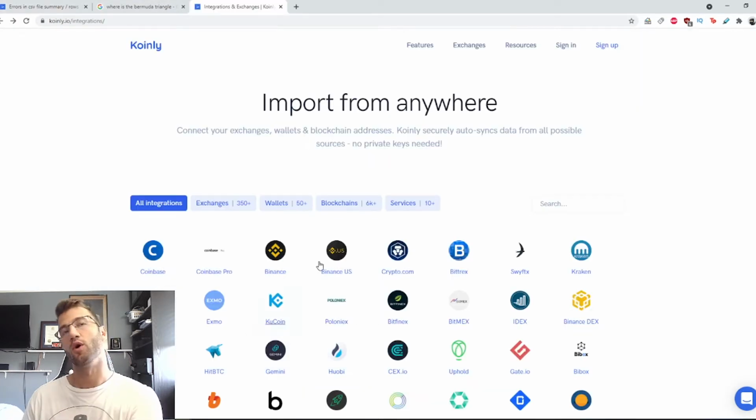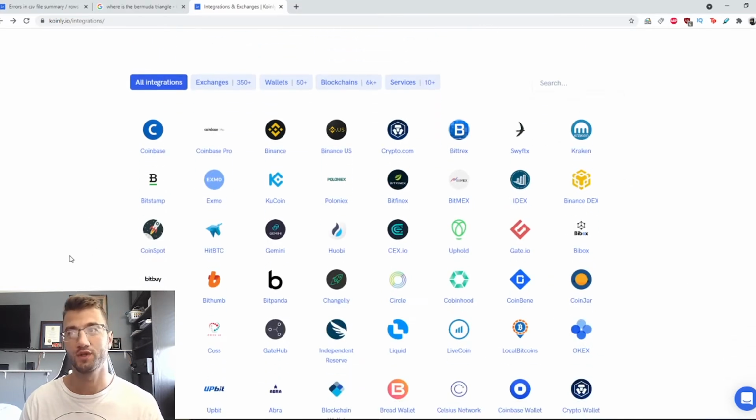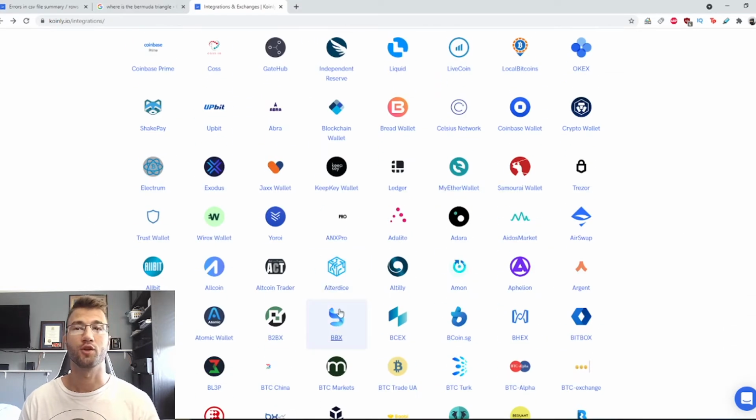As always, this is the Koinly website. You can sign in here and you can check all the different types of coins and exchanges that Koinly is compatible with.